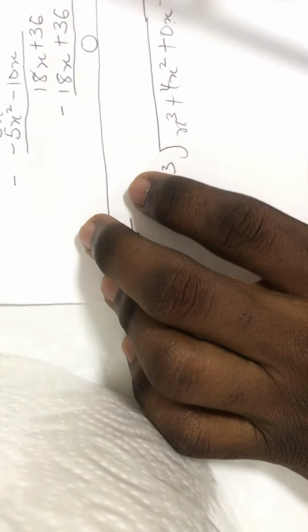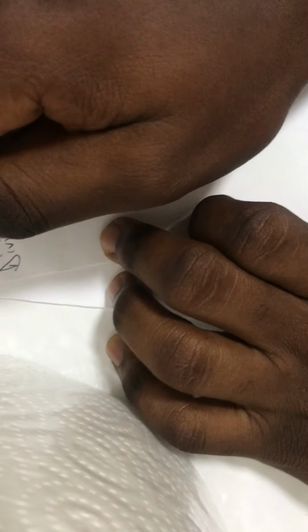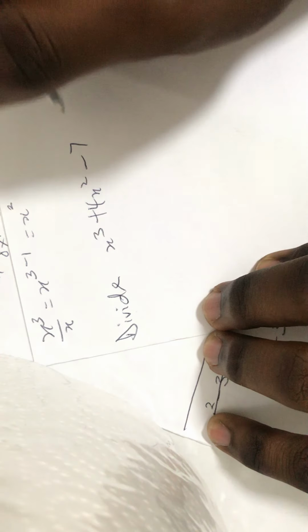let's see, the question was just divide x to the power 3 plus 4x squared minus 7 by x squared minus 3. This is how the question was written.